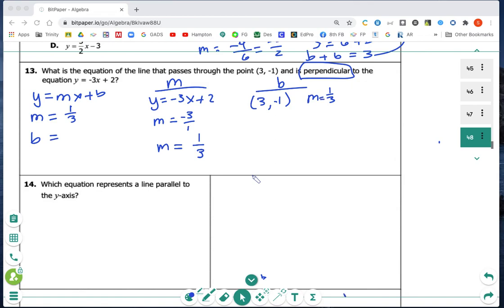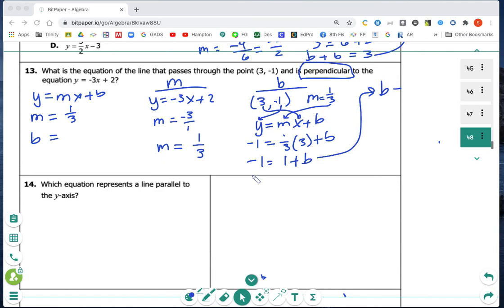y equals mx plus b. The negative 1 goes in for the y, the 1/3 goes in for the m, and the 3 goes in for the x. Negative 1 equals 1/3 times 3 plus b. Negative 1 equals 1 plus b. b plus 1 equals negative 1. Zero pair out, so I have b is equal to negative 2.